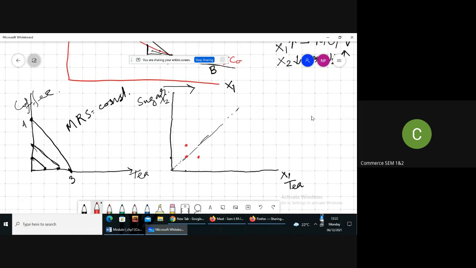Similarly, if you take this point, you are getting 2 spoons of sugar, but only 1 cup of tea. So utility at this point will be equal to the utility at this point. So if you join these points like this, what you are getting is an L-shaped indifference curve. So this is IC0. Is this clear?